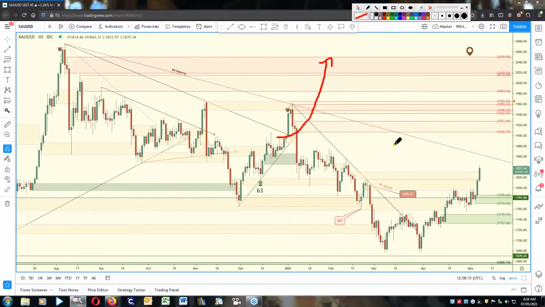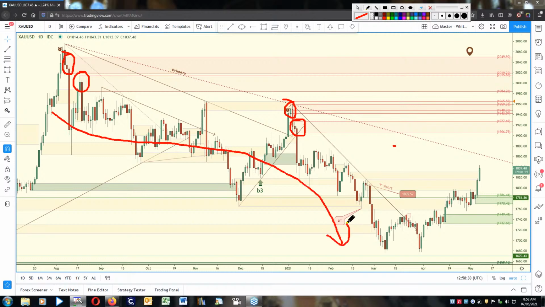I want you to pay attention to these areas of supply that we have mapped out, okay? Now, these areas of supply were created as price was heading in what direction? Down, okay? Price was heading down when these areas of supply were being created. And that was to facilitate a move down into this area here where the institutions had demand.